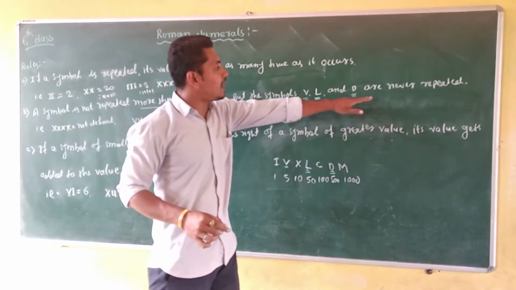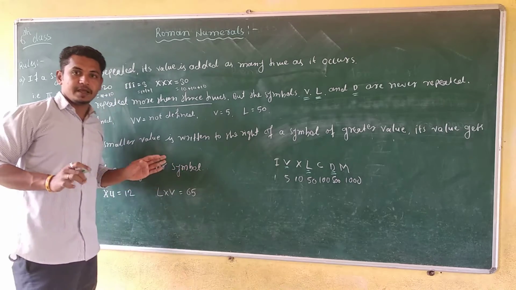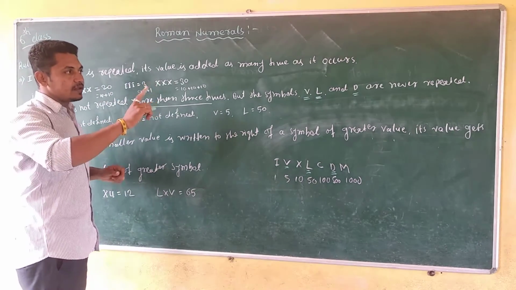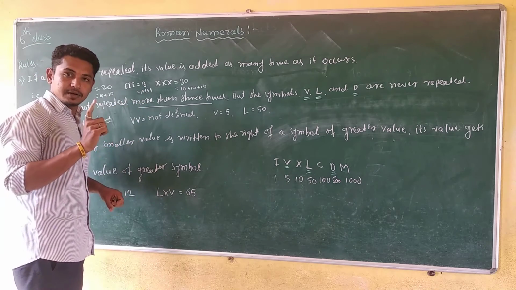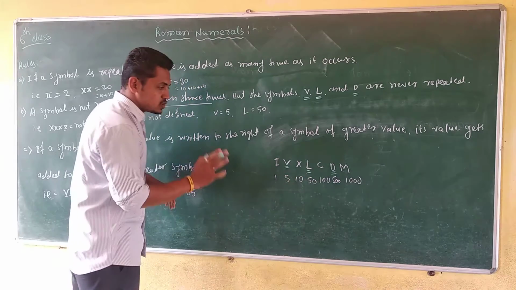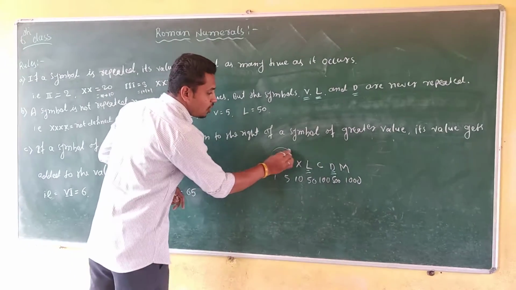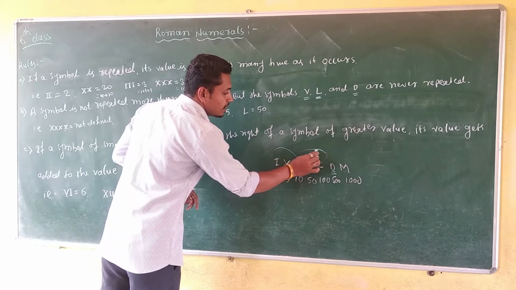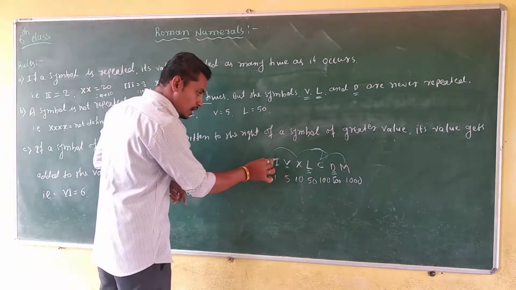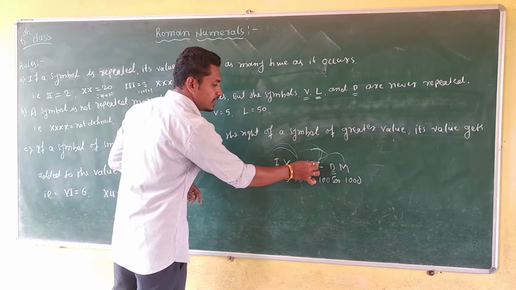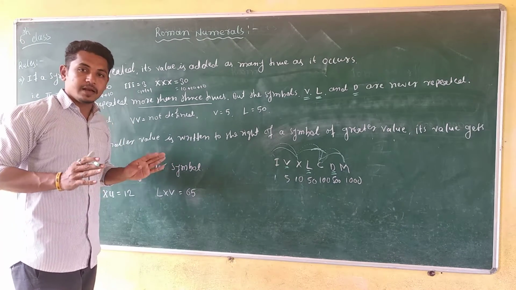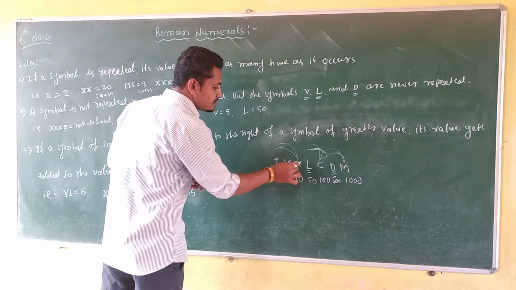V, L and D are never repeated in a single number. Except for these three symbols, V, L and D, all the other symbols can be repeated. I, X, C and M, these four symbols can be repeated.